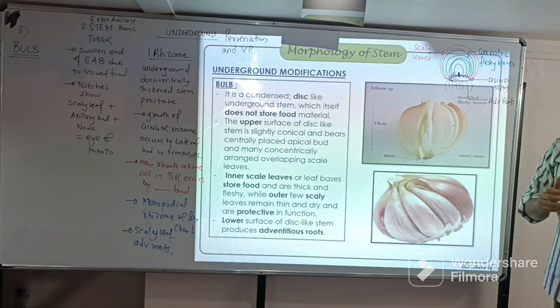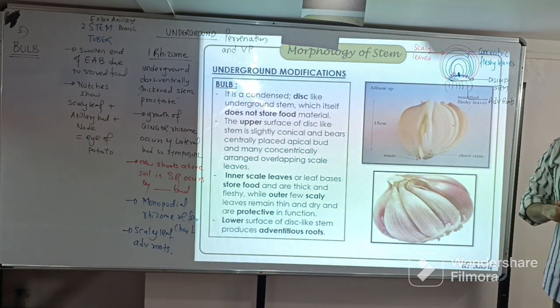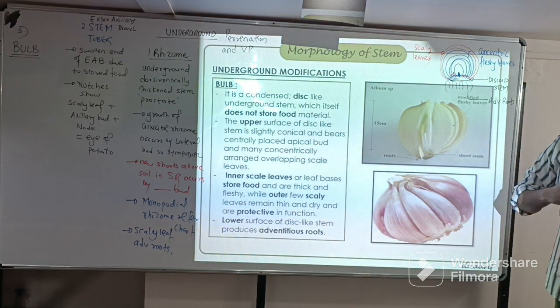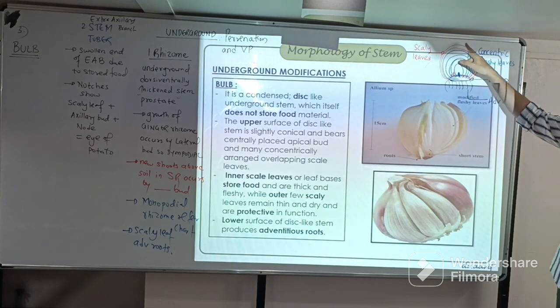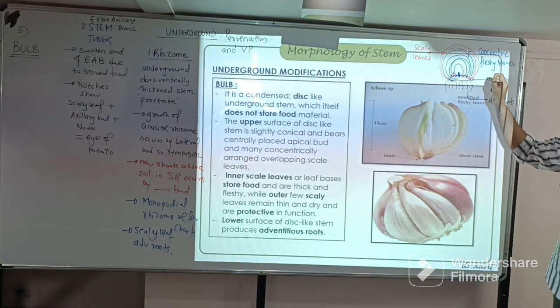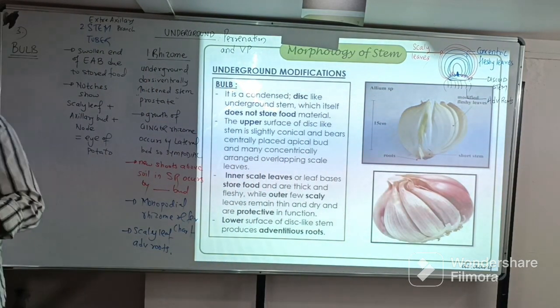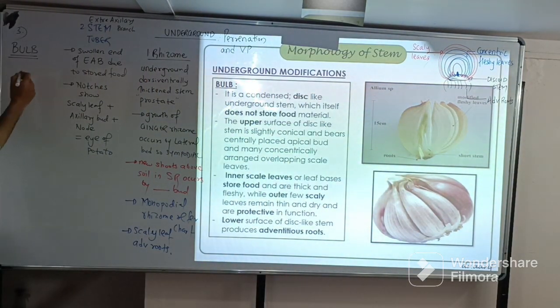Tunicates: salpa, ascidia, doliolum. Right? Herdmania. So what does tunic mean? Jacket. So they are covered by a jacket of scaly leaves. That is why it is called a tunicated simple bulb of onion. So what did I just teach you right now? We just learned about a tunicated simple bulb of onion.